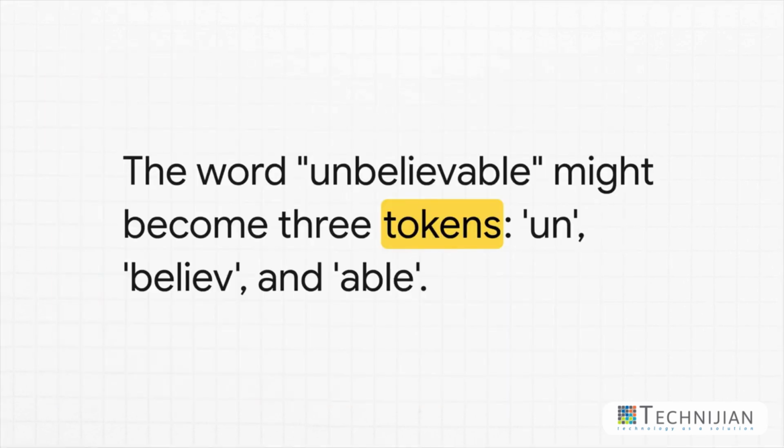Right, so take a word like unbelievable. Instead of being one big, clunky token, it might get broken down into three: un, believe, able. This is actually really clever because now the model can learn the meaning of prefixes and suffixes. It's a trick that lets it handle a massive vocabulary and even figure out words it's never, ever seen before.